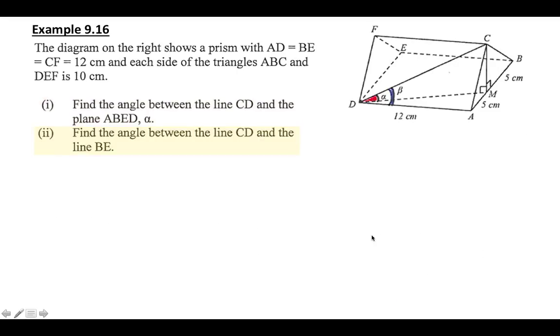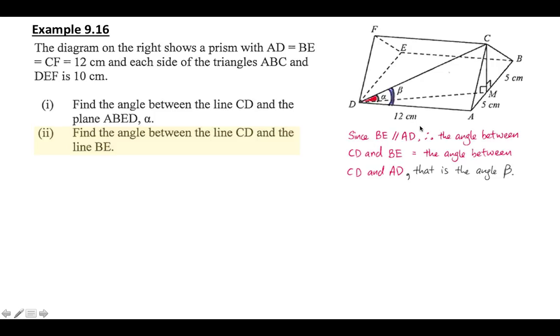Next, we're going to move on to part 2 of the question. Part 2 requires us to find the angle between the line CD and the line BE. So now we have the line CD over here. This is the line CD and the line BE. Now if you look at the original diagram over here, you would have noticed that the length CD and BE does not meet. So what is the angle we are talking about?